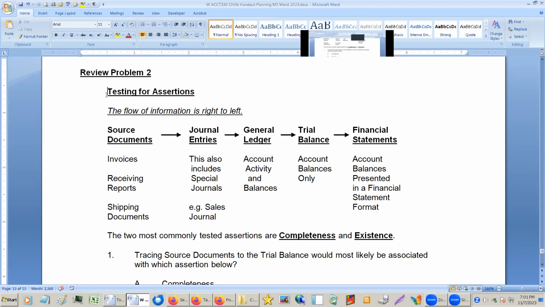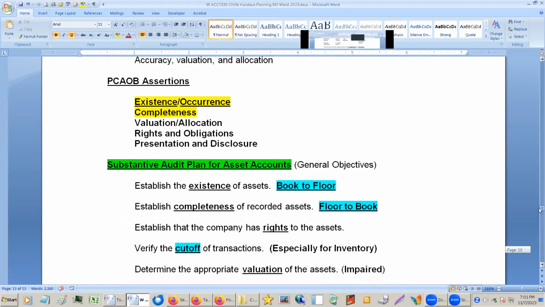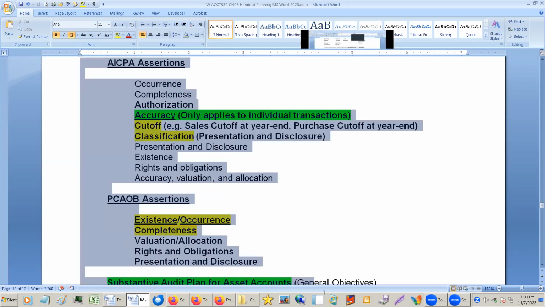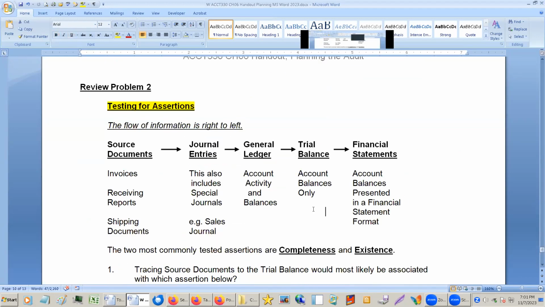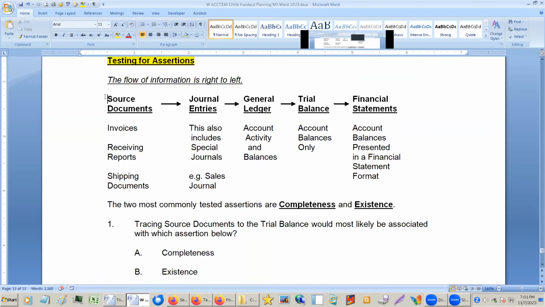Okay, testing for assertions. So this is kind of going back to this stuff, testing for these. How do you do it? How do you actually do it? Well, this is kind of the flow of information generally that you get in a company. You'll have source documents, receiving reports, shipping documents, all this kind of stuff. Those will lead to journal entries.